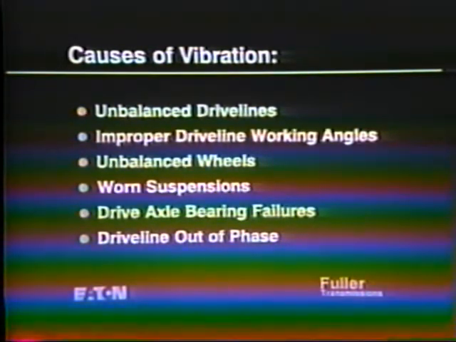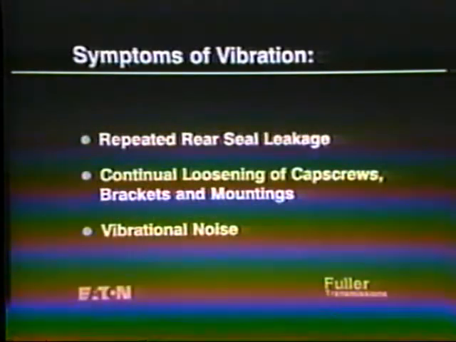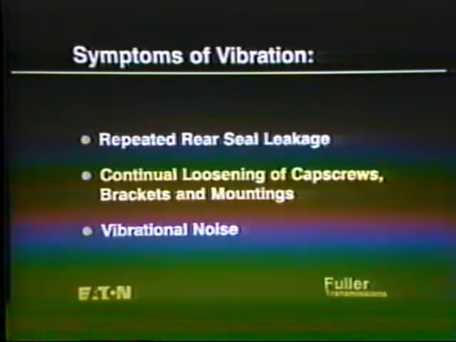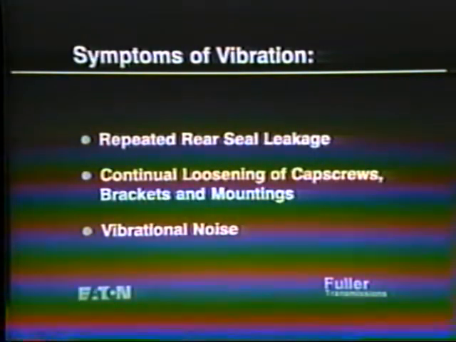Some causes of vibration are unbalanced drive lines, improper drive line working angles, unbalanced wheels or brake drums, worn suspensions, drive axle bearing failures, and drive line out of phase. Other symptoms indicating vibration to the rear of the transmission are repeated rear seal leakage, continual loosening of cap screws, brackets, and mountings, and vibrational noise which appears to come from the transmission.